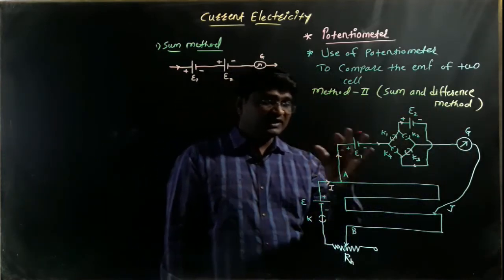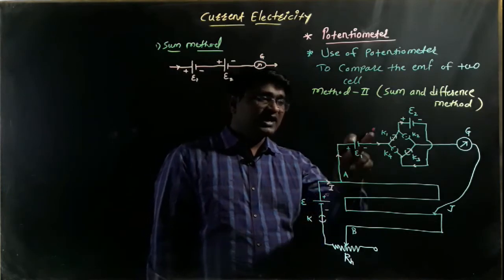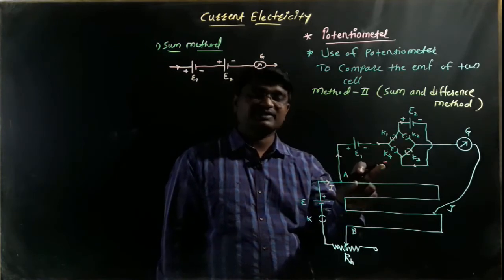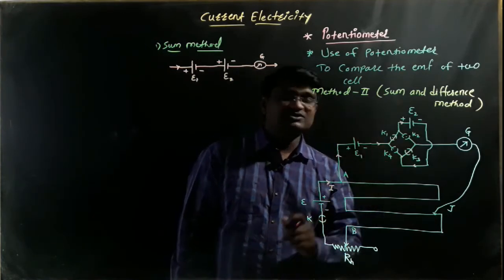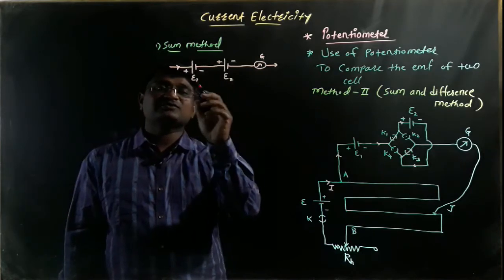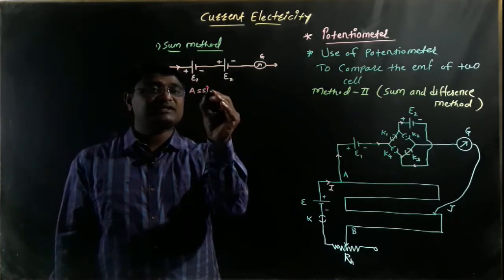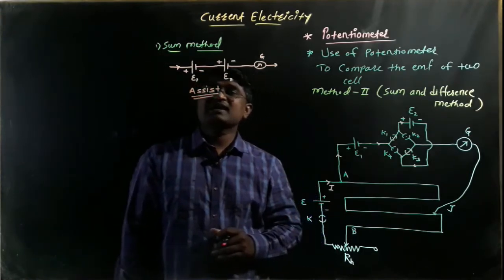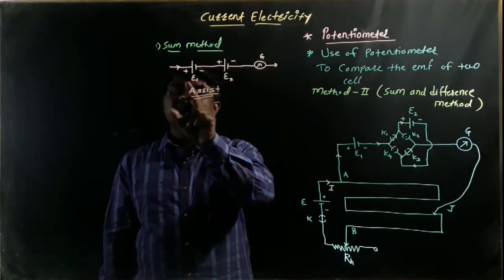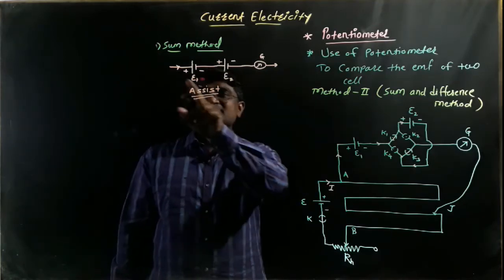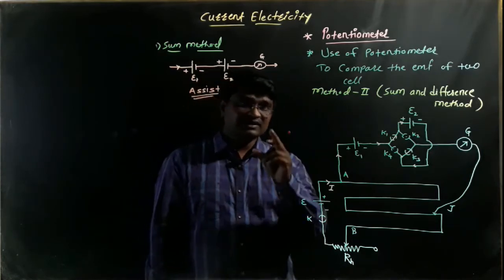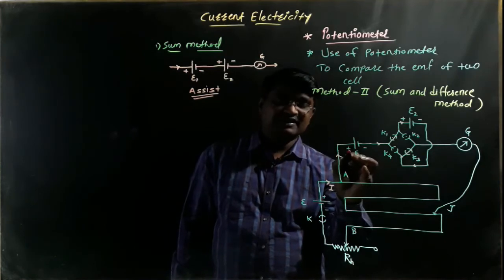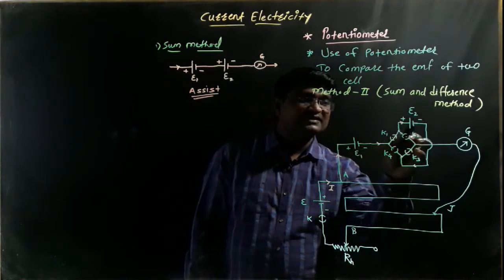So what happens when the main key is closed, and at the same time K1 and K3 are closed and K2 and K4 are open? When K1 and K3 are closed, these two cells epsilon 1 and epsilon 2 assist each other. It means that the direction of electric current passing through the cells epsilon 1 and epsilon 2 is the same. In other words, the positive terminal of the first cell epsilon 1 is connected to the negative terminal of the cell epsilon 2.